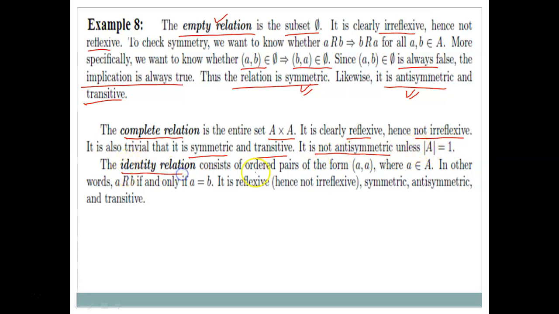Then the identity relation. This identity relation consists of ordered pairs of the form (a, a), where a belongs to A. In other words, a related to b if and only if a equals b. That is the definition of the identity relation. It is reflexive, hence not irreflexive. It is symmetric, antisymmetric and transitive. You can check it in view of the definitions.